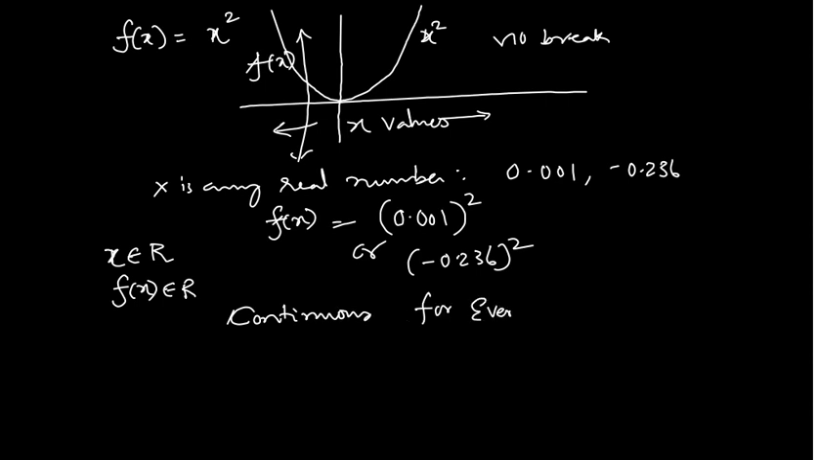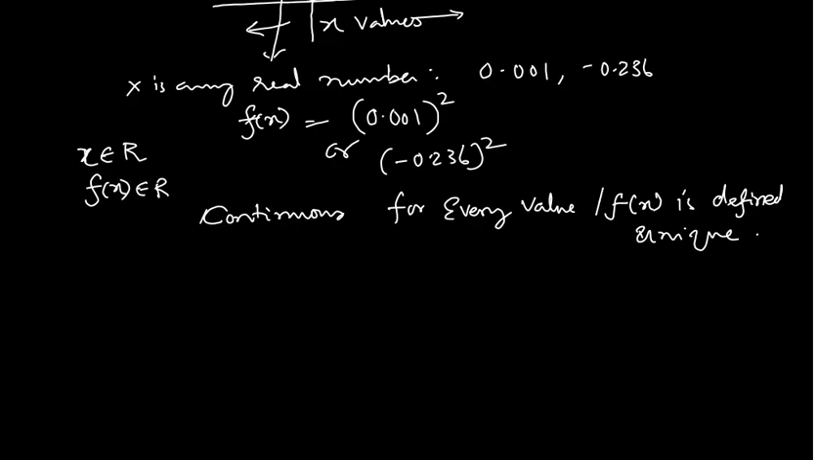Now let's talk about what is not continuous, what is a jump discontinuity and what is a break discontinuity. So if you have a function f of x equal to 1 by x, when x equals 1, f of x equals 1. When x equals 2, f of x equals 1 by 2. When x equals 3, f of x equals 1 by 3. Got it, right? If you join them, it will be going like that. Can you tell me what is the value of f of x when x equals 0?